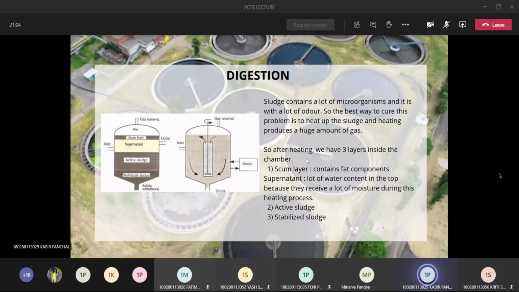So after heating we have 3 layers inside the chamber. First one is scum layer that contains fat components, then supernatant, a lot of water content in the top because they receive a lot of moisture during the heating process. Second one is active sludge, and third one is stabilized sludge. So now the difference between active sludge and stabilized sludge is mentioned in the next slide.